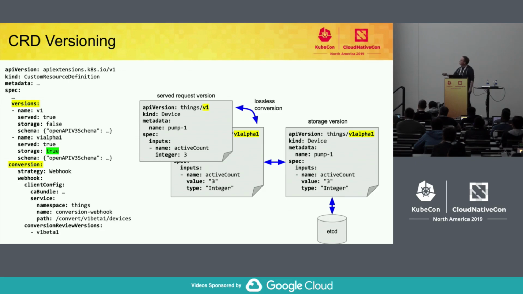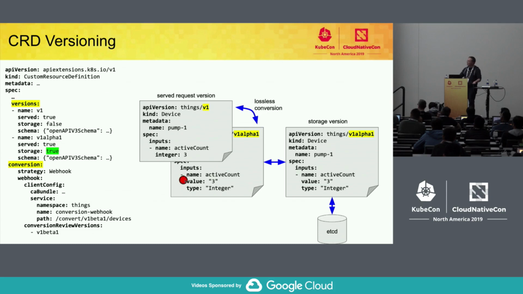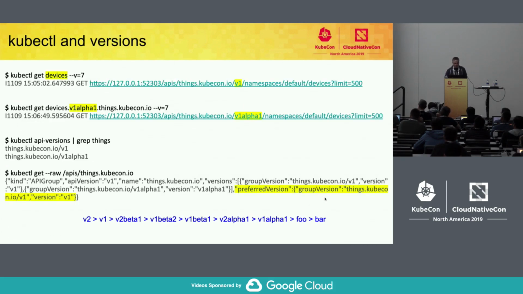And lossless conversion we have seen, and it can be that your webhook is called more than once. So it can be that it's called when something is read from etcd. So in etcd, maybe you have a different version than the request, and when it's read, there's a conversion going on. Then your request is processed, something is written back to etcd, and then a second conversion is going on.